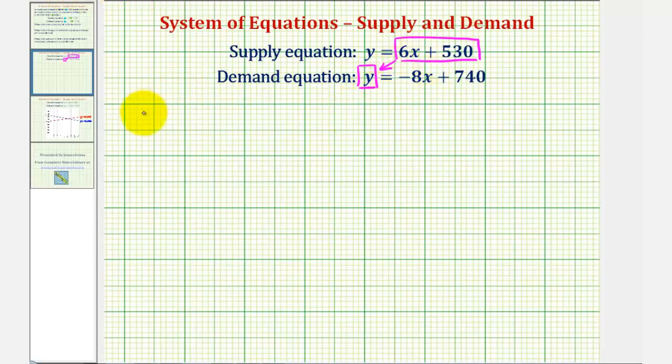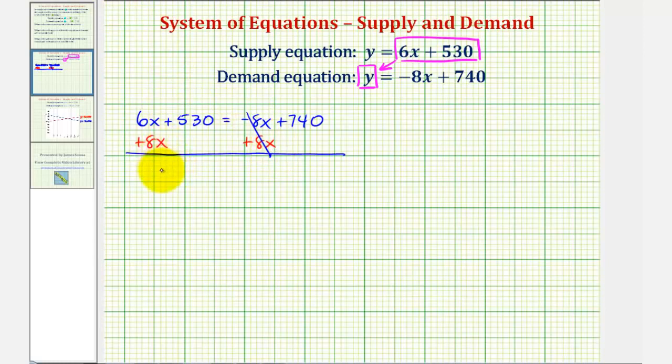So if we make this substitution, we would have 6x plus 530 equals negative 8x plus 740. For the first step, we want the variable terms on one side of the equation. Let's go ahead and add 8x to both sides. So now we have 14x plus 530 equals 740. And now we'll isolate the variable term by subtracting 530 on both sides.